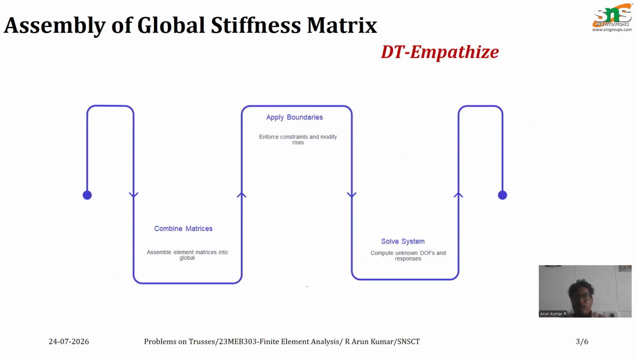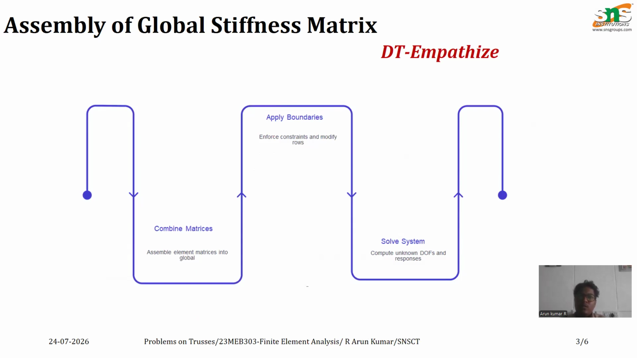Then for each member you have to calculate the stiffness matrix based upon your node positions. For example, member one means node numbers one and two, member two means two and three, and three and four. Likewise, we have to classify the node numbers. Here is the overall construction, the assembly of the global stiffness matrix. Once you find each member's local stiffness matrix, we go for the global stiffness matrix, which is the combination matrix. Assemble the element matrices into the global matrix.